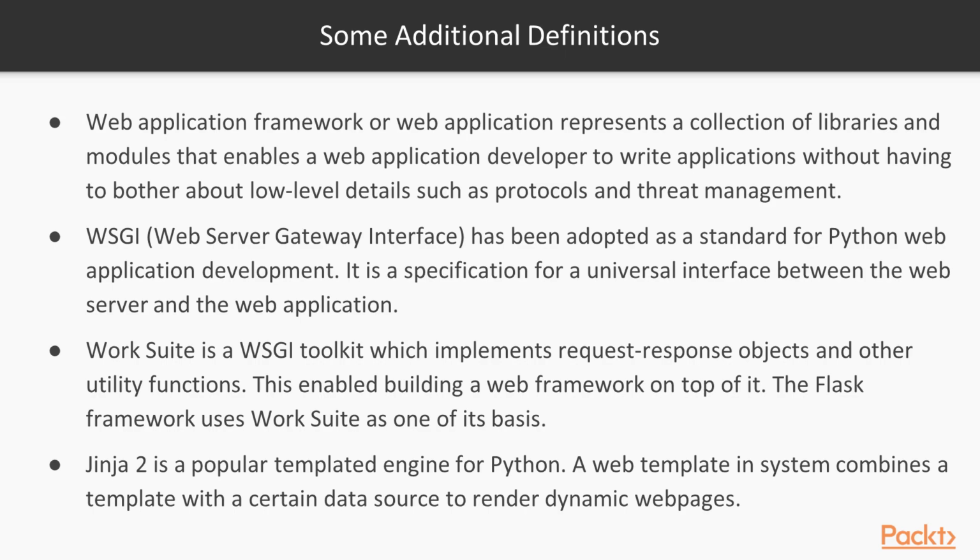What is Jinja2? Jinja2 is a popular templating engine for Python. A web templating system combines a template with a certain data source to render dynamic web pages.